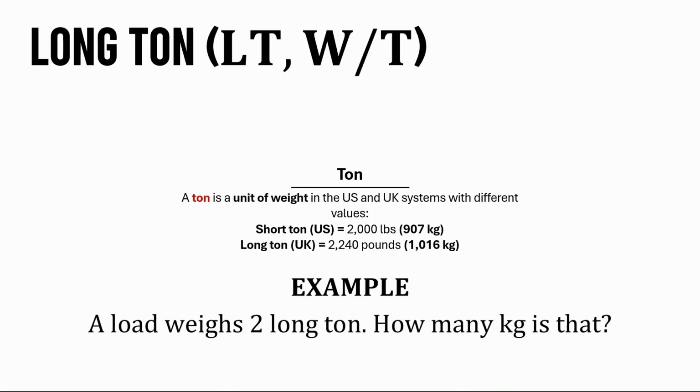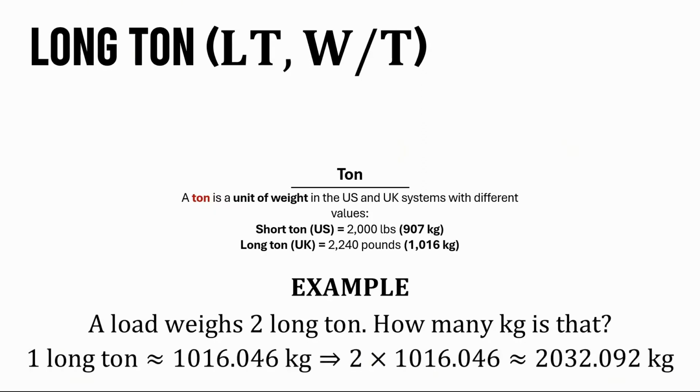Example. A load weighs 2 long ton. How many kilograms is that? We had said that 1 long ton is around 1,016.046 kilograms. Therefore, 2 times 1,016.046 is around 2,032.092 kilograms, which is 2 metric tons and a bit more.